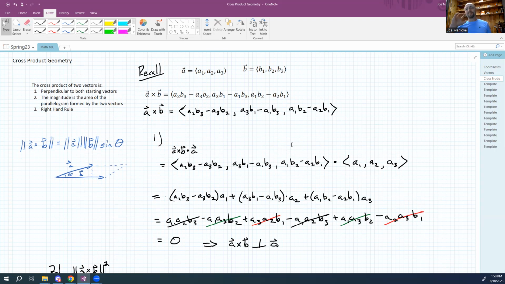It should be noted that that means that if you do A cross B and B cross A, you get the negative of the other one. So B cross A is negative A cross B, which is important to realize. It's not commutative, but it's not commutative in a really predictable way. So that's cross product geometry.